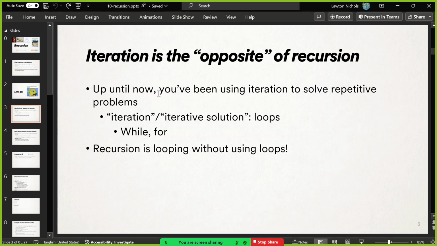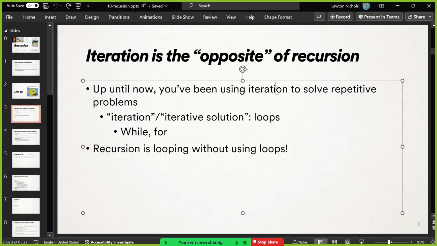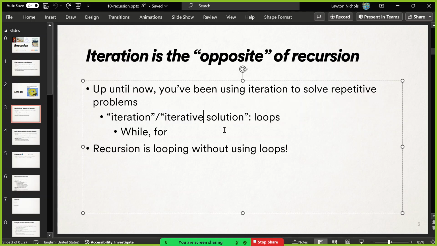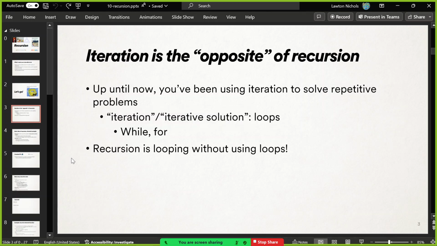Up until now, you've been using what's called iteration to solve your repetitive problems. If I say the word iteration or a solution that's iterative, that's the adjective, that just means you're using a loop, like a while loop or a for loop. Recursion is loops without loops. Right? And obviously that makes zero sense to you right now. We're getting there.